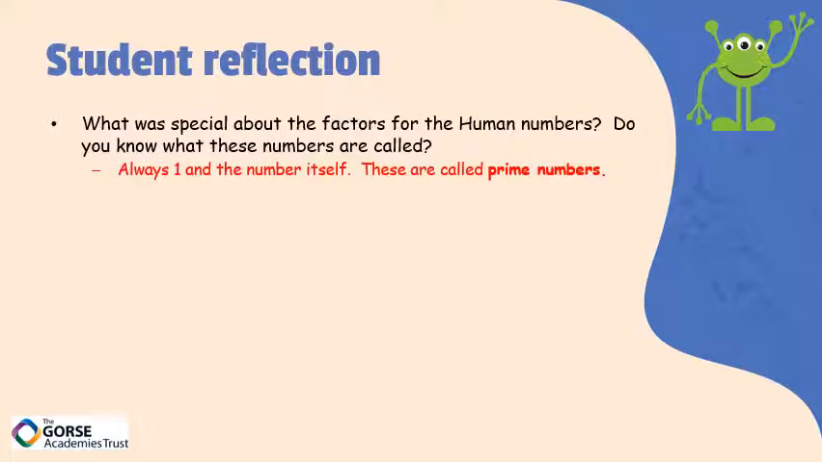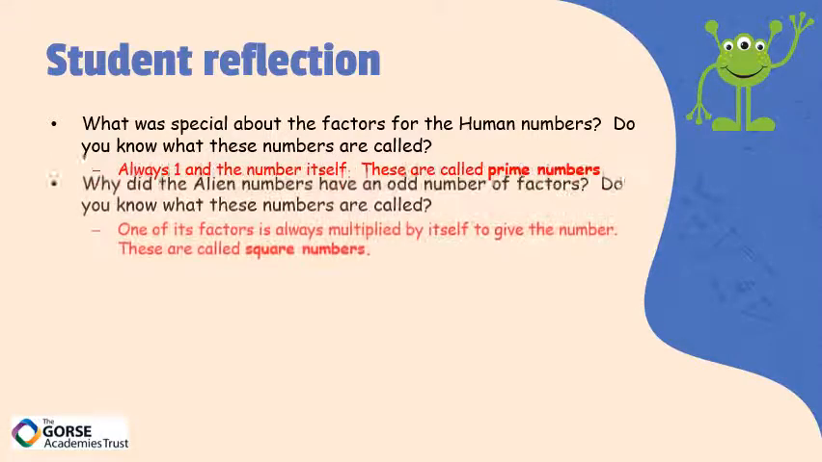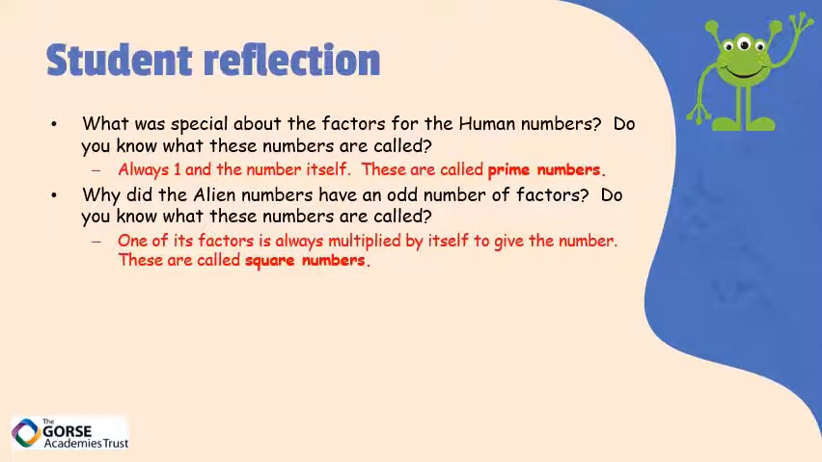So what is special about the factors for human numbers? It is always 1 and the number itself. And these are special numbers called prime numbers, where they only have 2 factors, 1 and itself. Why did the alien numbers only have an odd number of factors? Well, one of the factors is always multiplied by itself to give that number. These are known as square numbers.